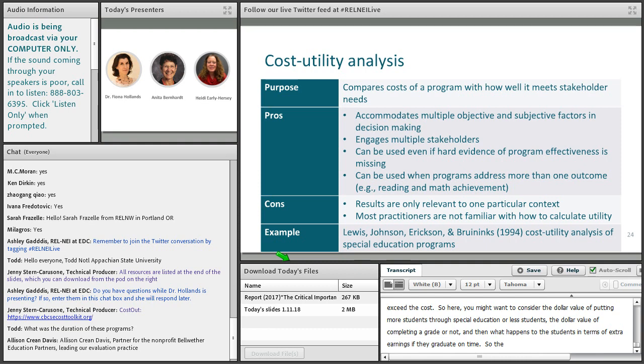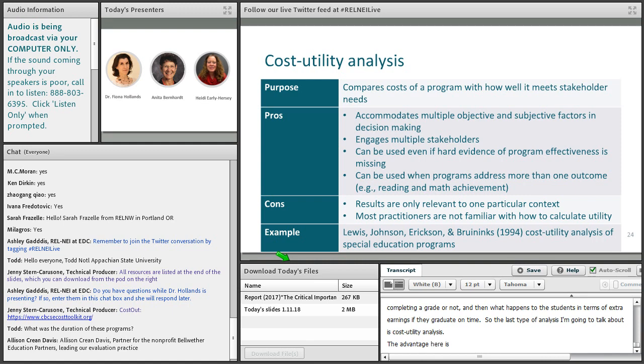So the last type of analysis I'm going to talk about is cost-utility analysis. The purpose here is to compare the cost of the program with how well it meets stakeholder needs. The advantage here is that the analysis can accommodate multiple objective and subjective factors in decision making.